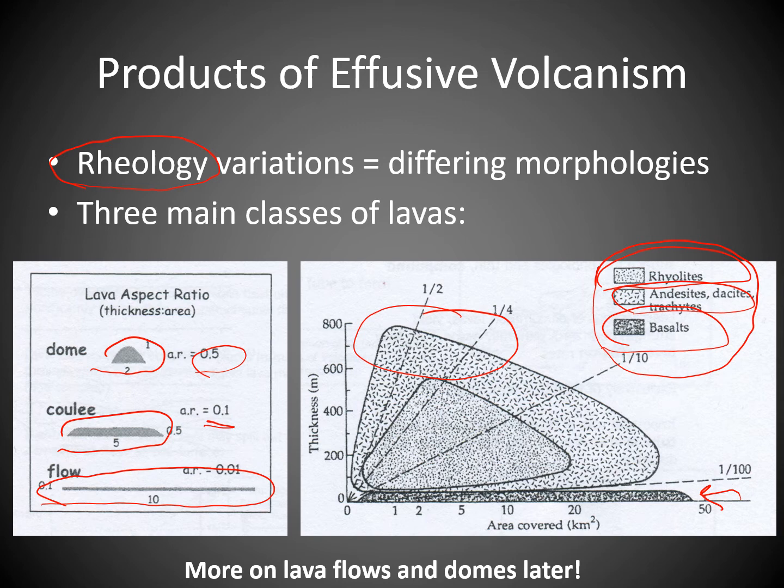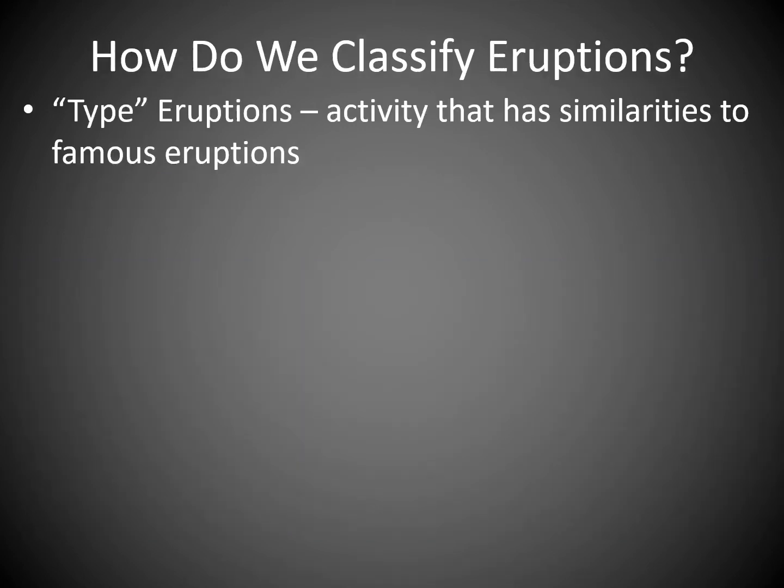All right, so we have a couple of classification schemes, one based on location: subaerial, submarine, subglacial, planetary. We have another one based on the type of vent, summit vent, flank vent. We have another classification scheme based on activity, explosive versus effusive. And all those work, but this final classification scheme is the one we use the most. And it's based on type eruptions. Type eruptions or famous eruptions.